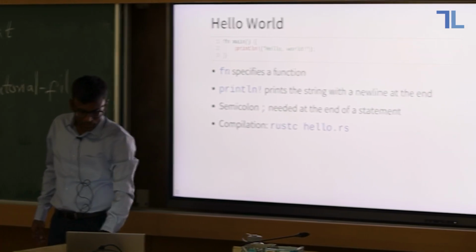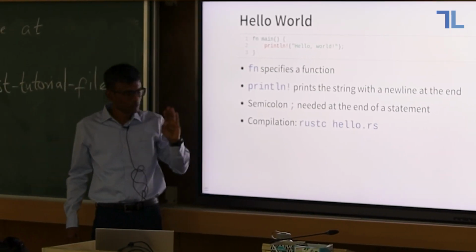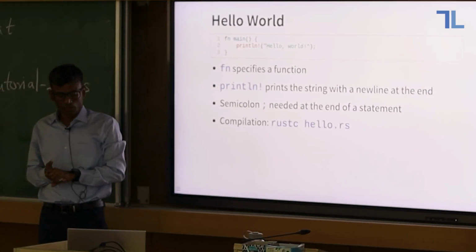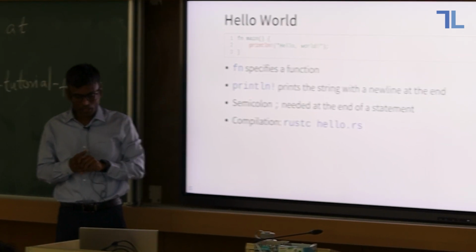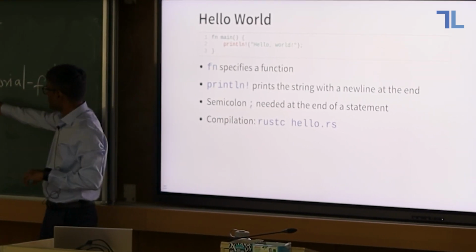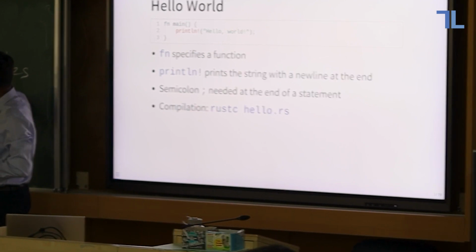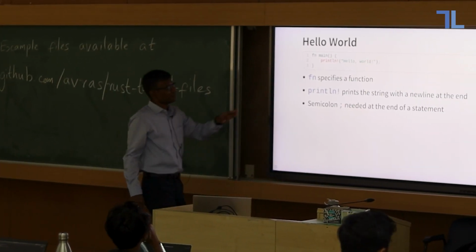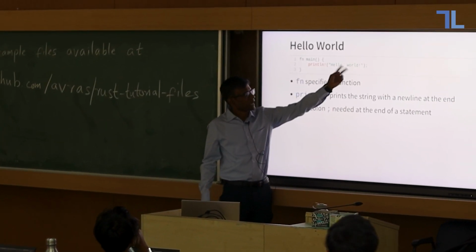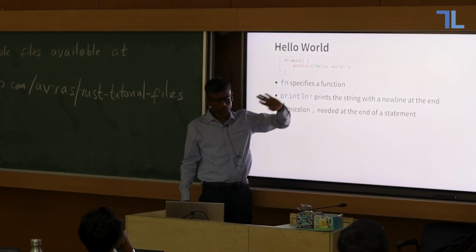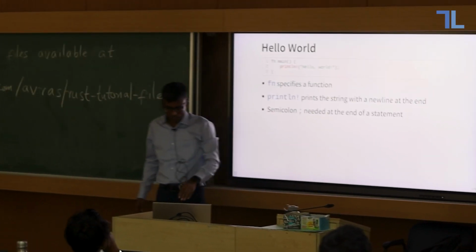And Rust programs typically need the semicolon, you can't omit it. If you omit the semicolon, that has some significance. So I'll come to that. What happens when you omit the semicolon? When a statement is the last statement in a function, then you can omit the semicolon, but otherwise you need the semicolon.